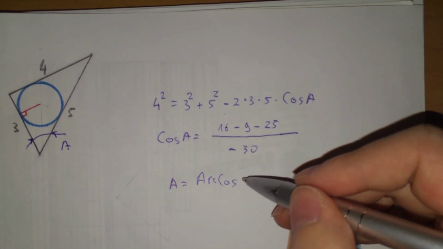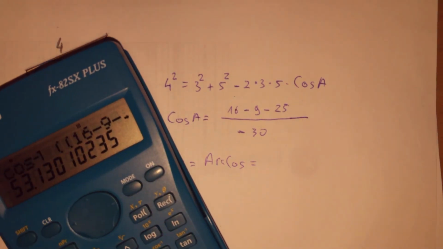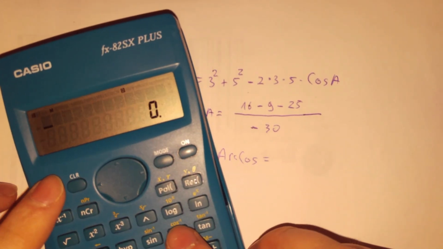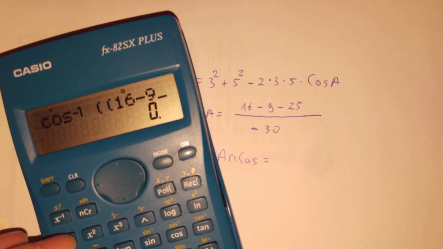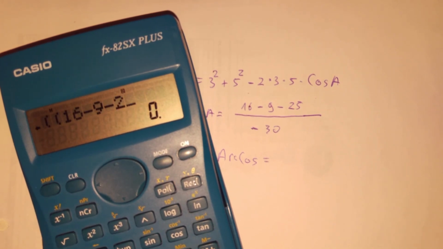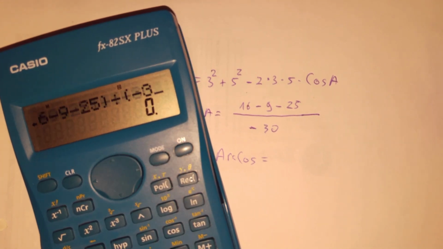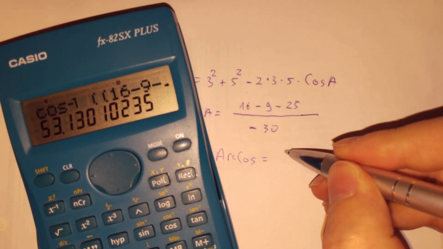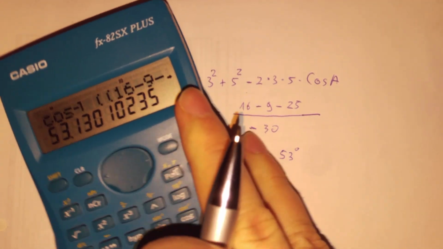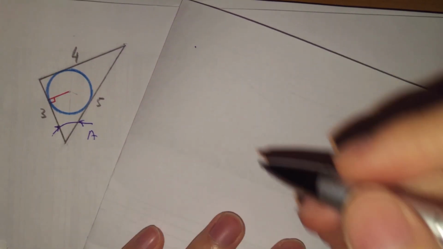of all of this. Let's see how much that is. 16 minus 9 minus 25 over minus 30. As you can see, A is 53 degrees. Now we know how much this angle A is.